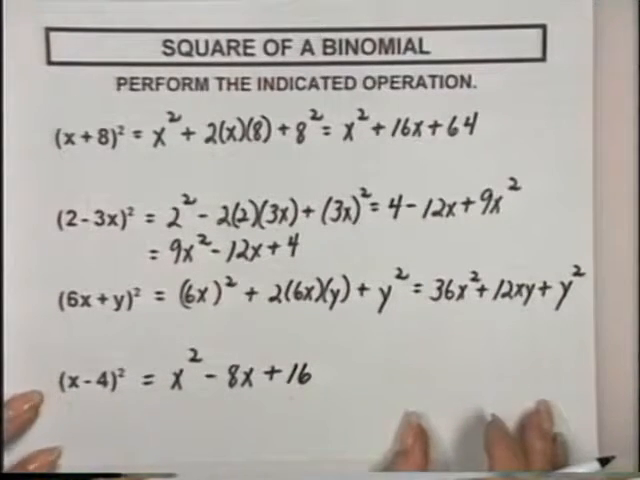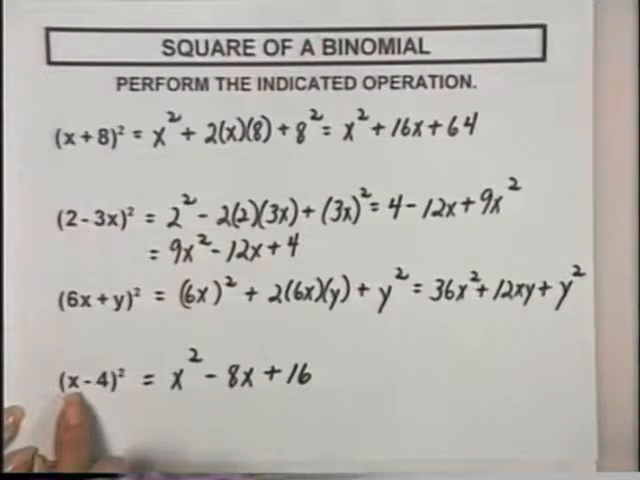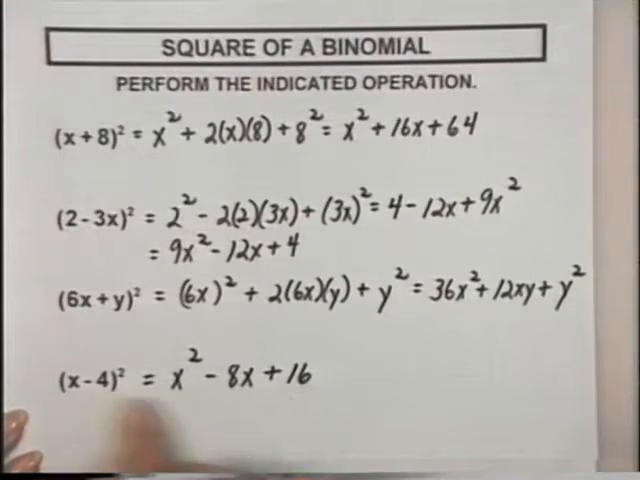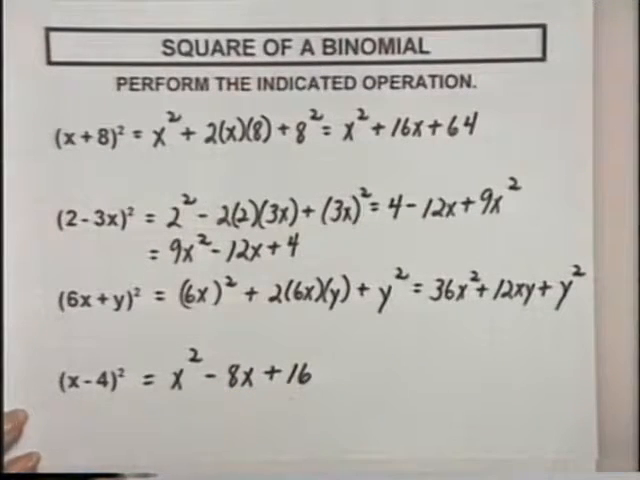4 squared is 16. If you prefer for the middle term, you may say x times negative 4 gives you a negative 4x. And when we double negative 4x, or multiply negative 4x by 2, the result is a negative 8x.